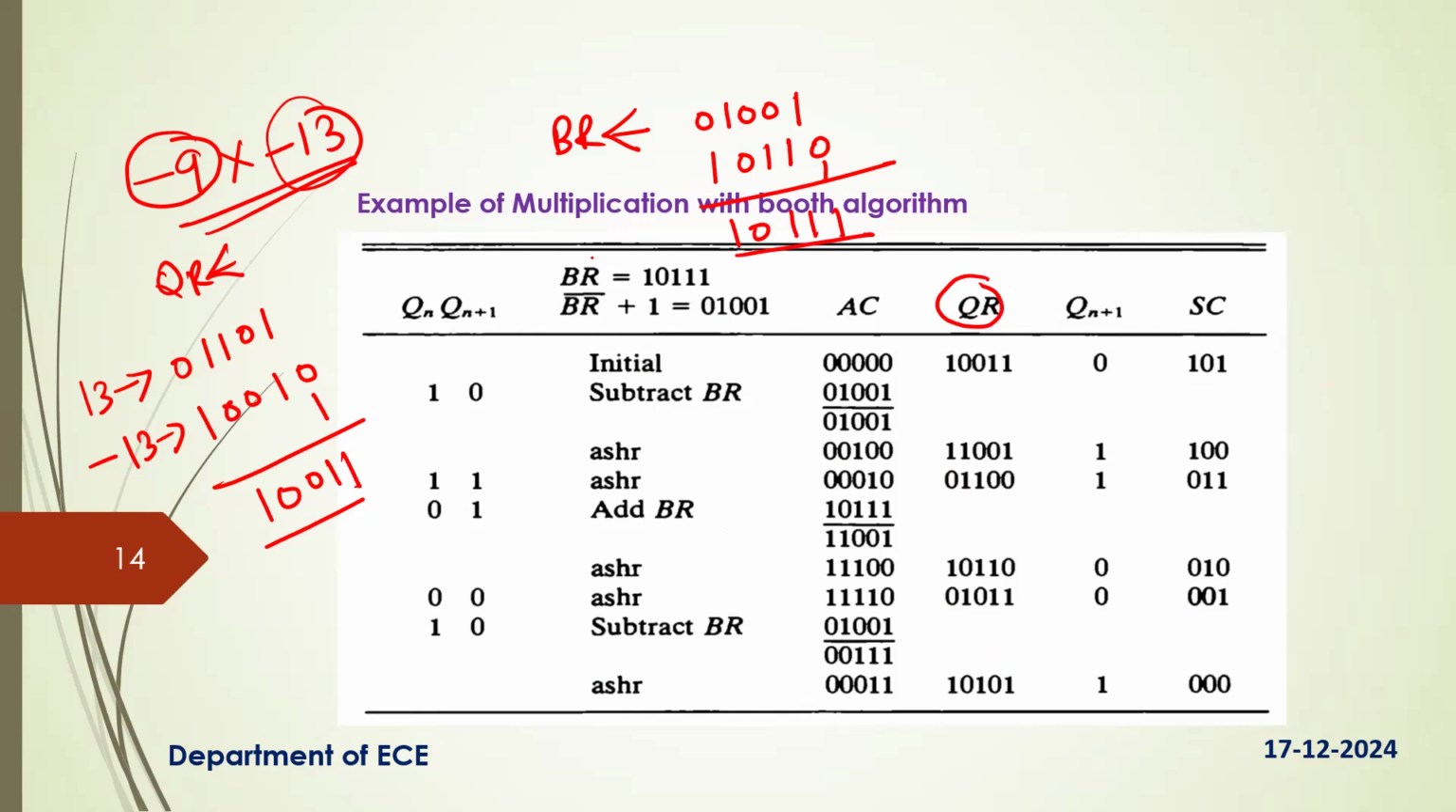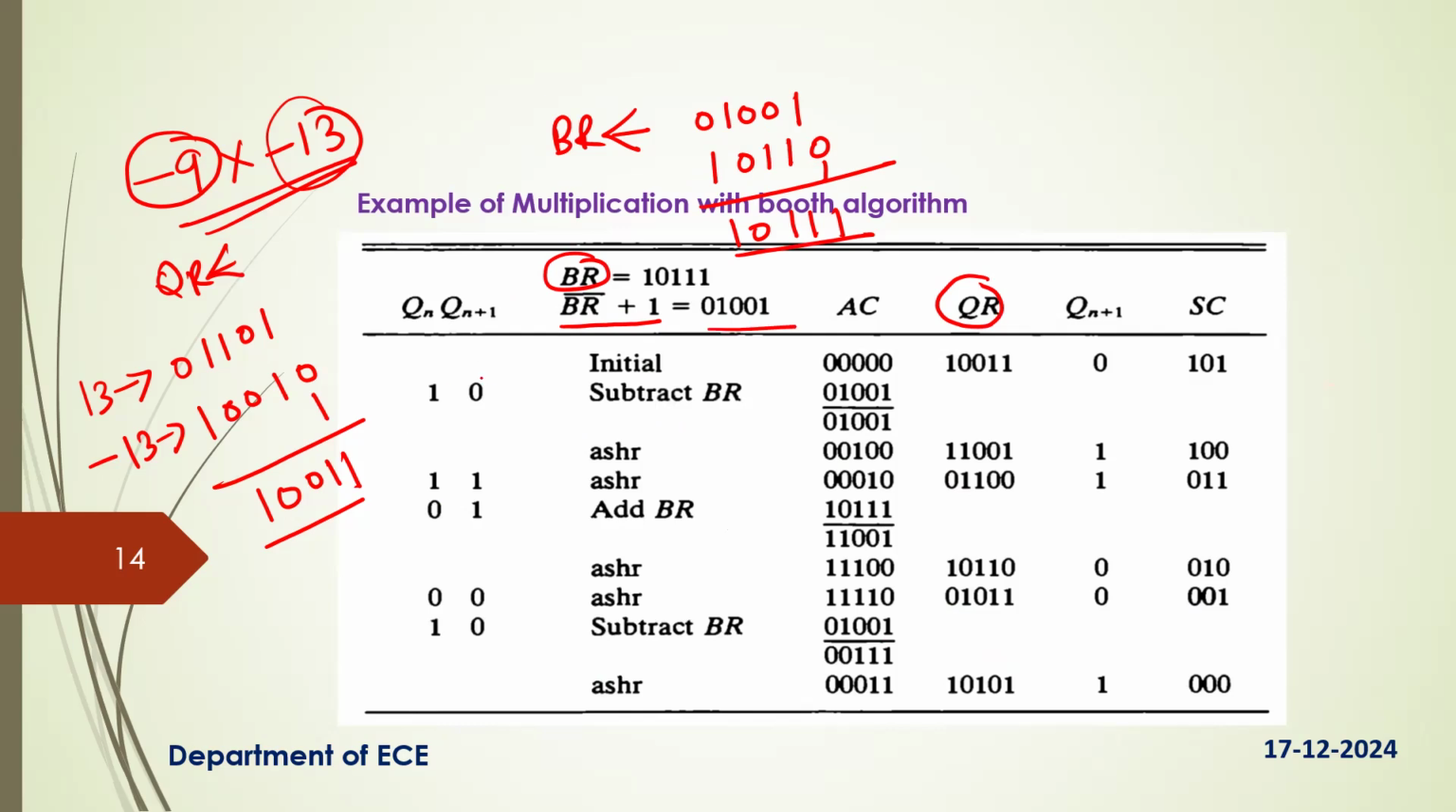Okay, so this is nothing but BR bar. Now it is BR bar plus 1. So that means if you take the 2's complement of +9, which is nothing but -9. Again, if you take the 2's complement of -9, which is nothing but +9. So 0, 1, 0, 0, 1.